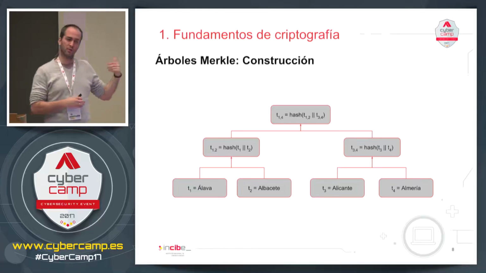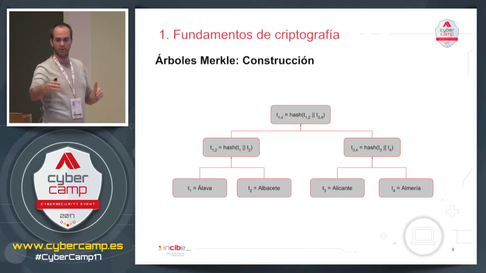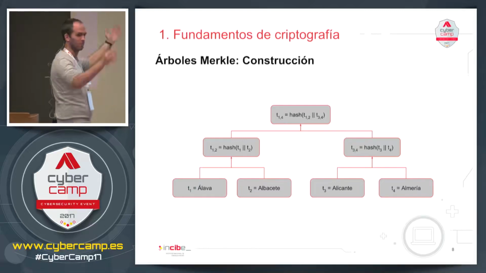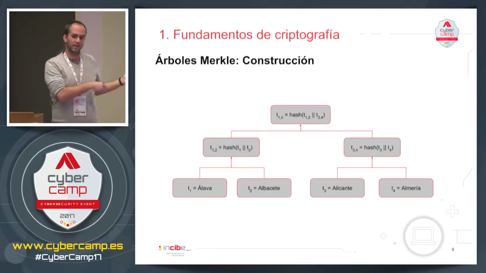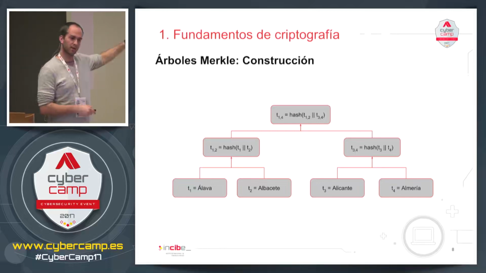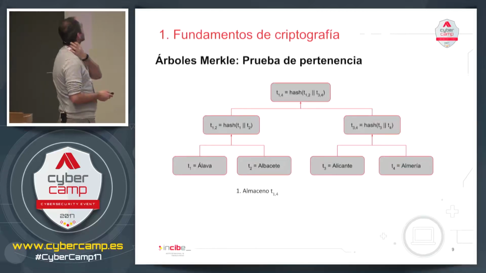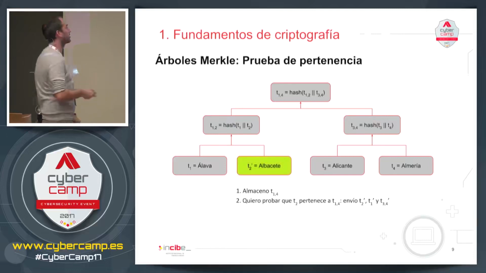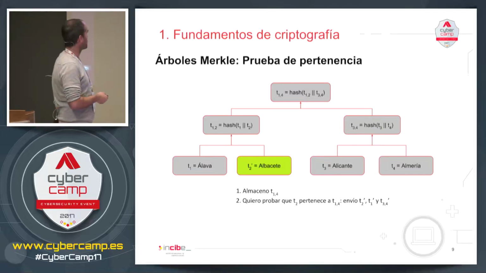Which reminds me that I forgot about the properties: if I change 1 single bit in the input parameter, on average 50% of the output changes. So instead of putting Almería, I put Almería without the accent, for example. Just this tiny change, and the root value would be completely different. You got it? So that's basically the process that I've just explained. Imagine I want to prove that Albacete belongs to this set of cities, is a member of this set of cities. What do I do?